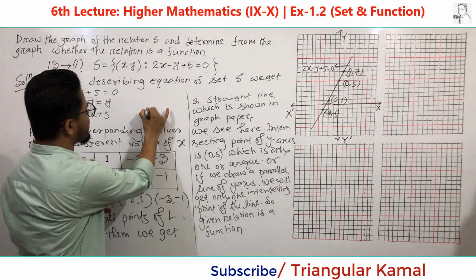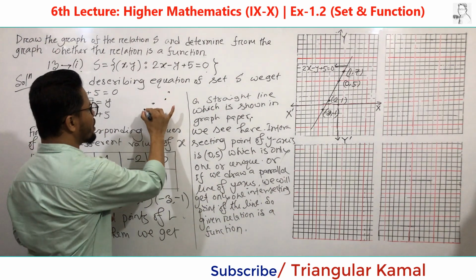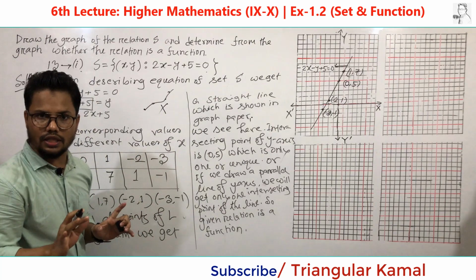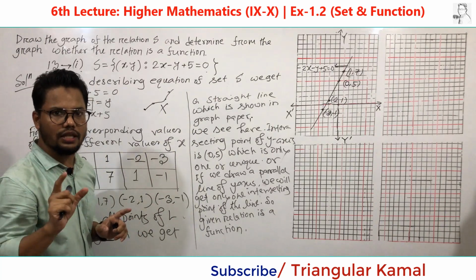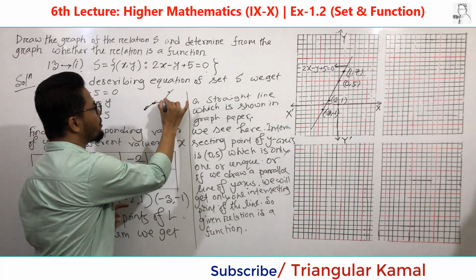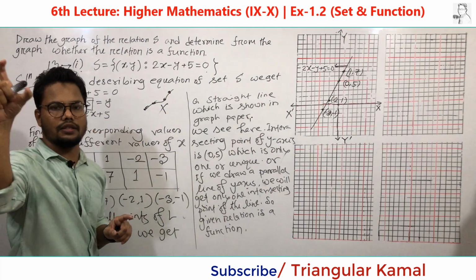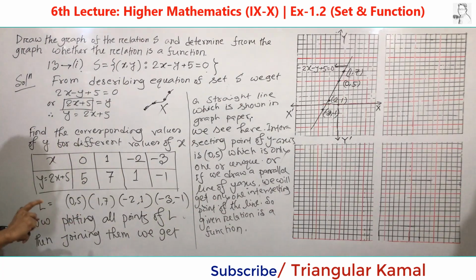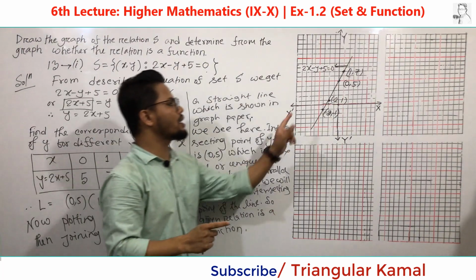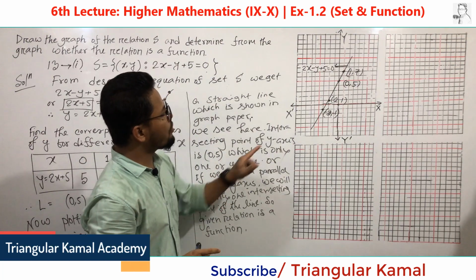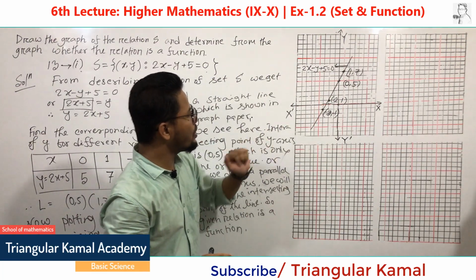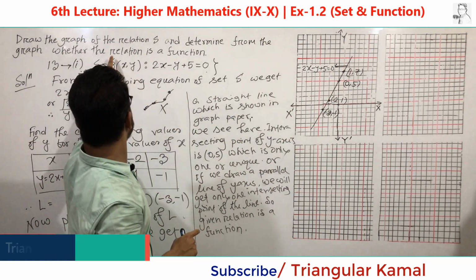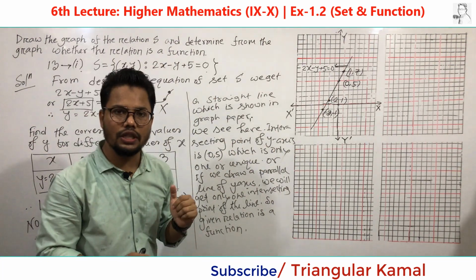And if the points are like this, we cannot draw a straight line. That means this information will not be right. If you make some mistake, your line will not be exactly a straight line. So pay attention in finding the different values and plot them one by one very carefully. Now you have to write one step: just joining them you will get a straight line. The second step: is the relation a function or not.